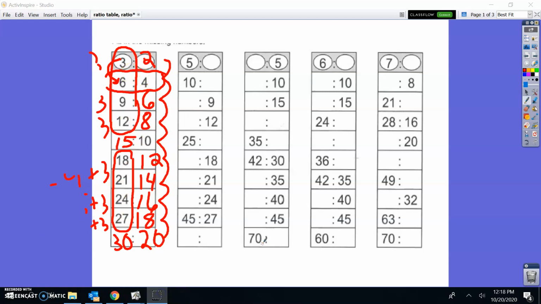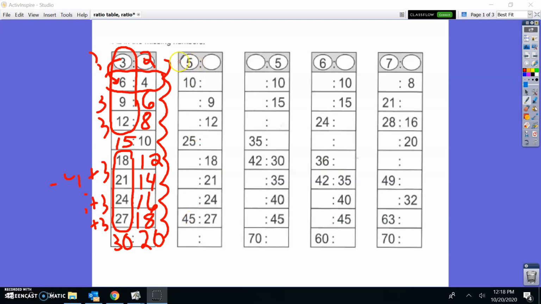That's okay. I paused myself again, so I'm going to wrap up this video shortly. I'm going to do one more example with you in the second ratio table, and then you're going to complete page 14 in your green packet and try some ratio tables on your own. So let's take a look here. 5 to mystery number, 10 to mystery number, and then we have spaces in between.